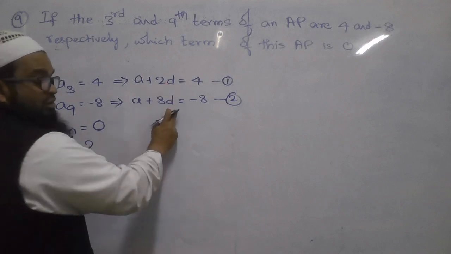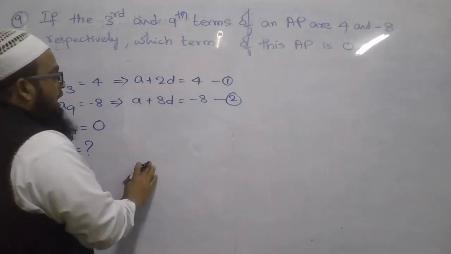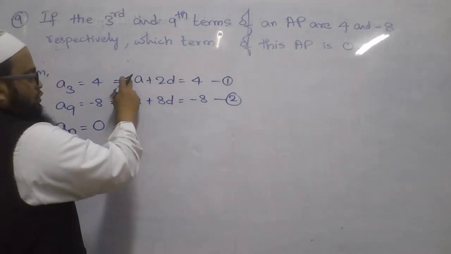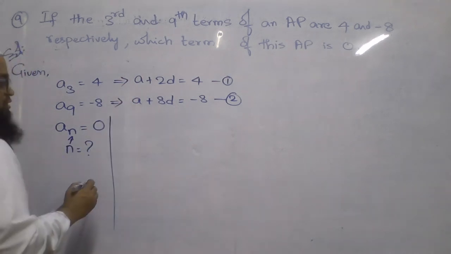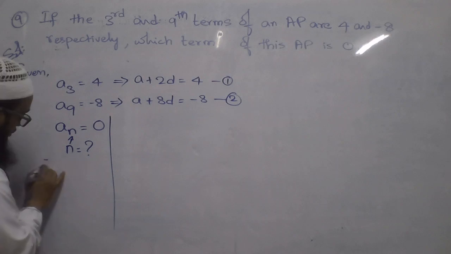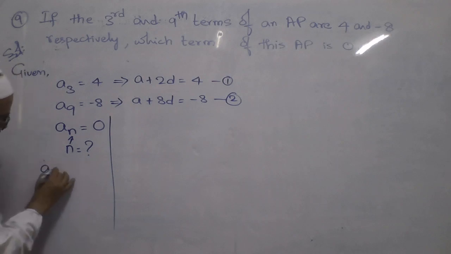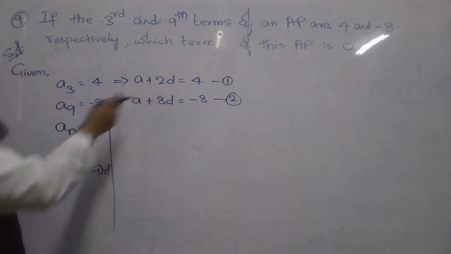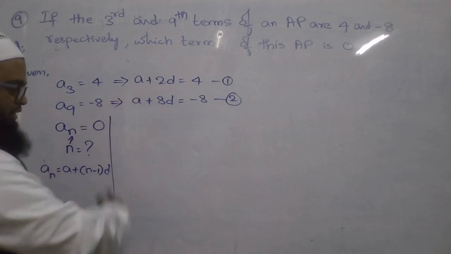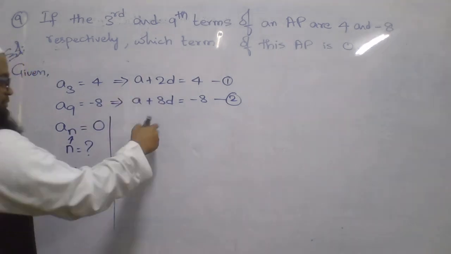Now when you have two equations and two variables, can you see that the coefficient of a is the same? So what can we do, my dear? What is the concept? Sorry, I forgot to write the concept. So an is equal to a plus n minus 1 into d. With this help, we got it, right? So below the other, because I don't have enough space, I am writing over here.